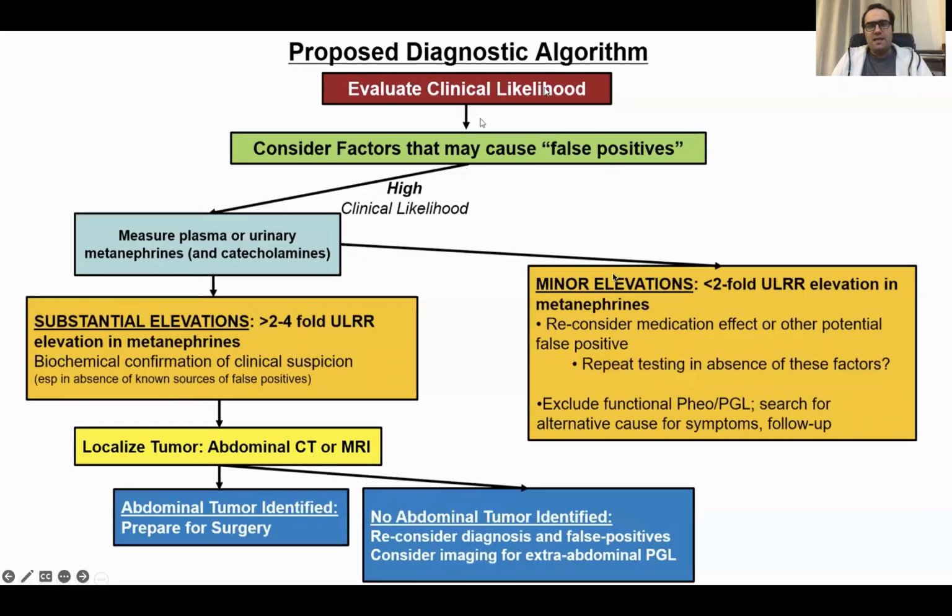Now, if the patient has minor elevations, high likelihood, but minor elevations, less than 2-fold upper limit of normal, we can reconsider medication effect or other potential false positives and repeat in the absence of these factors. And also we can say that the Pheo or PGL is excluded, because with such high symptoms, Pheo PGL will have markedly elevated metanephrines.